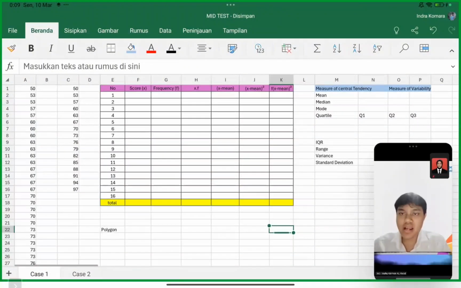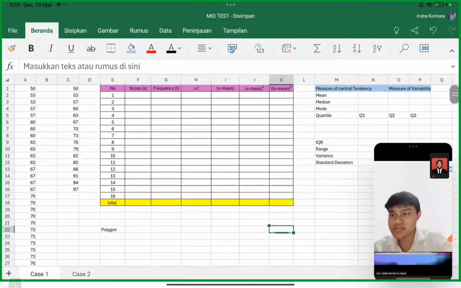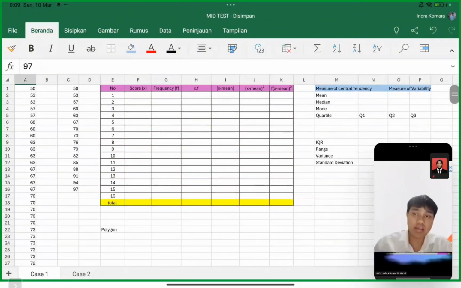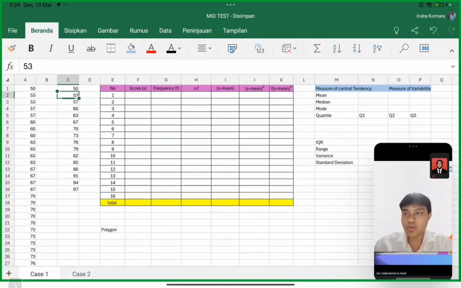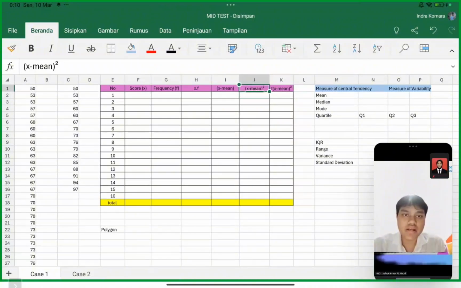So here I had the data copied to this sheet. You should put the data in order, from the lowest score to the highest score first, and you should copy the data and delete the duplicates of the score. So here's the data with duplicates deleted. Okay, so you should make a table like this. This table includes number, score, frequency, score times frequency, score minus mean squared, and frequency times score minus mean squared.